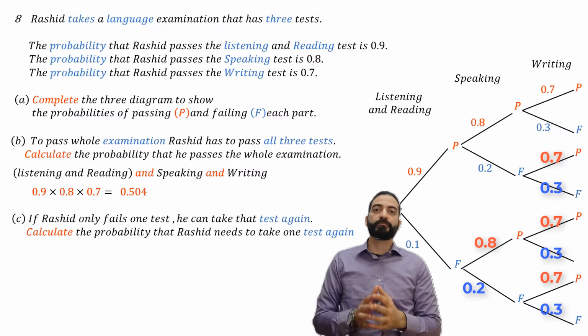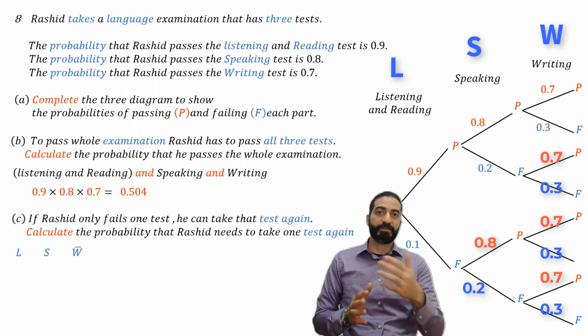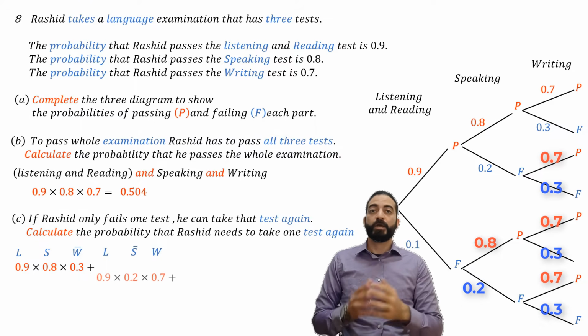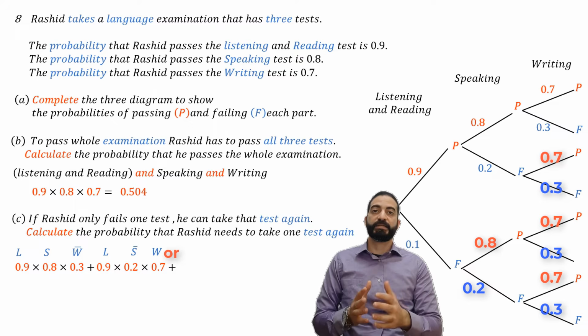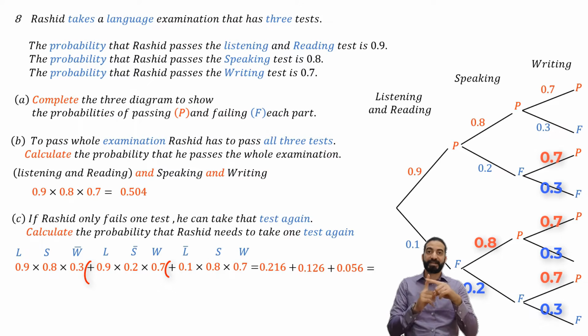In other words, he passes listening and speaking and fails writing, or passes listening and writing and fails speaking, or fails listening and passes speaking and writing. And the word "or" in probability means plus, and the word "and" in probability means multiply.